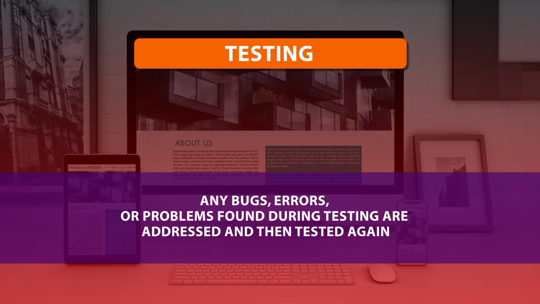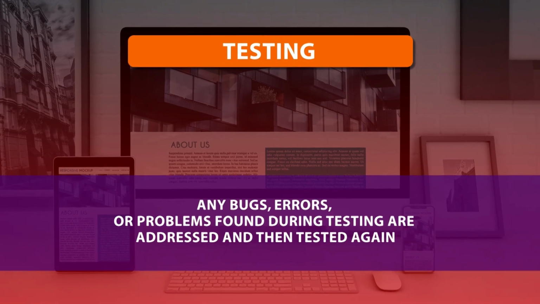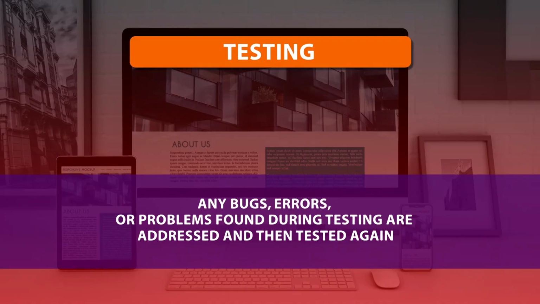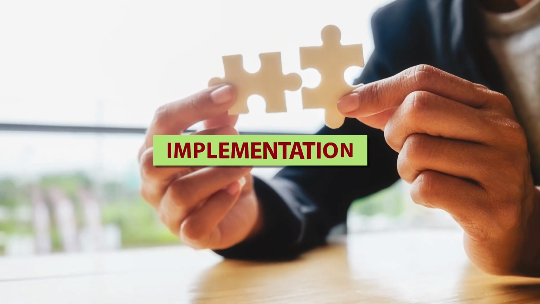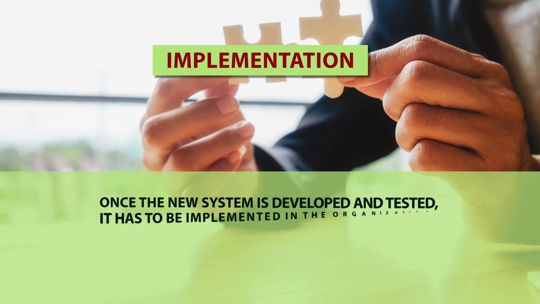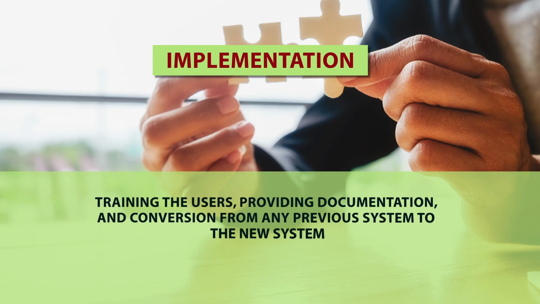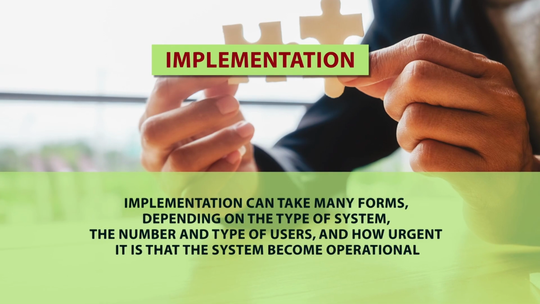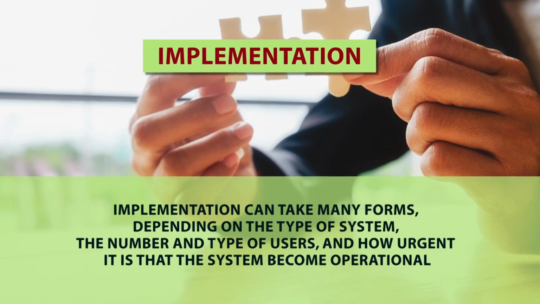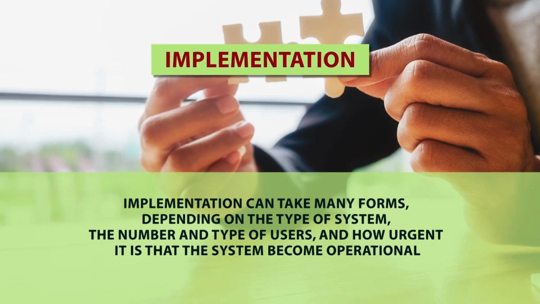Any bugs, errors or problems found during testing are addressed and then tested once again. The next phase after testing is the implementation phase. Once the new system is developed and tested, it has to be implemented in the organization, and this phase includes training the users, providing documentation and conversion from any previous system to the new system. Implementation can take many forms depending on the type of the system, the number and type of users, and how urgent it is that the system become operational.